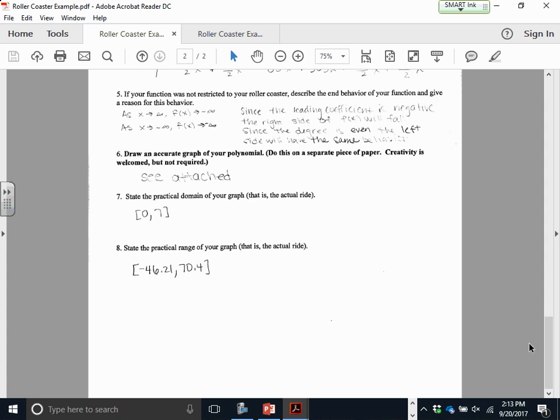The range, this is where your minimum and maximum help you. Minimum point, maximum point, that's the range of your roller coaster ride. So, minimum first. Questions you have so far?